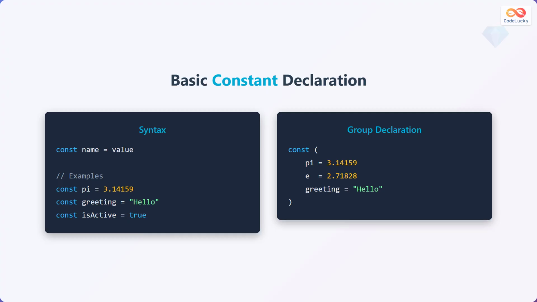You can also declare multiple constants in a group using parentheses. For example, const ( pi = 3.14159, e = 2.71828, greeting = "hello" ). This is a convenient way to declare multiple related constants.